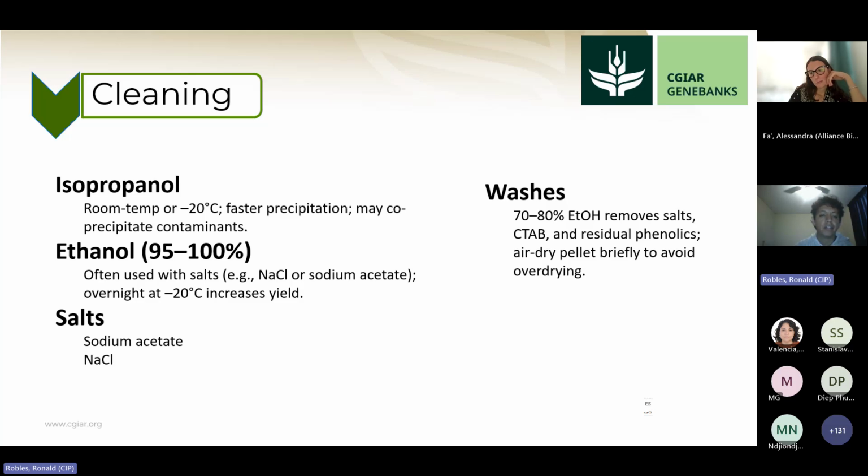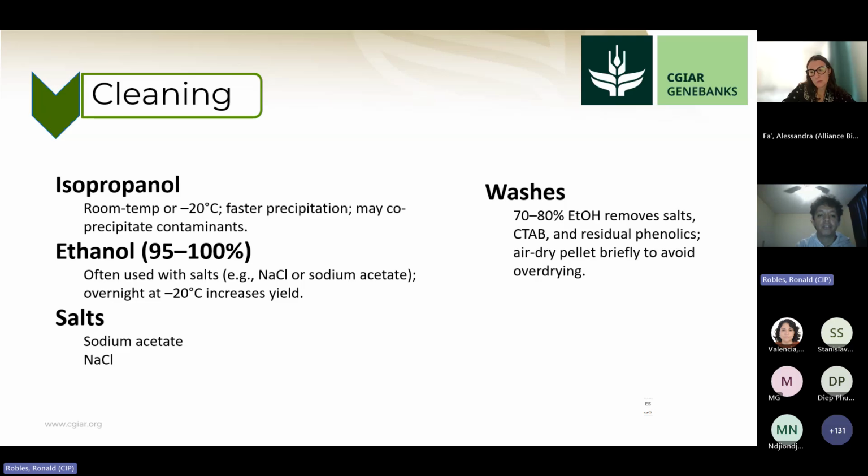But one consideration is that isopropanol at lower temperatures can also co-precipitate phenols or other compounds that still remain in our phase. So another option is to make this precipitation at room temperature, but the time required for the DNA precipitation at room temperature increases. We can do an overnight precipitation, for example, in the case in which our tissue has a lot of contaminants, for example, phenols.